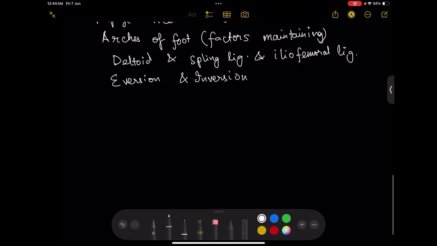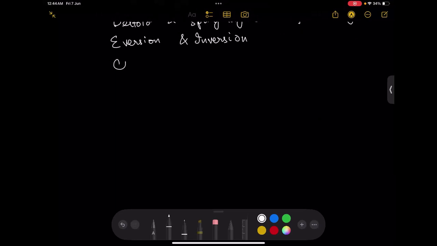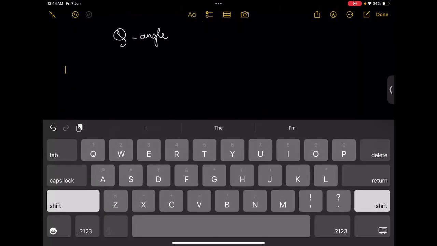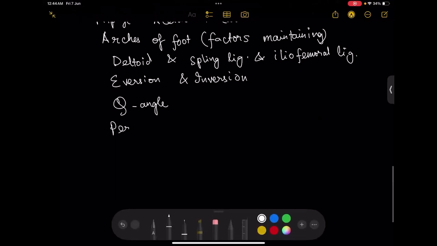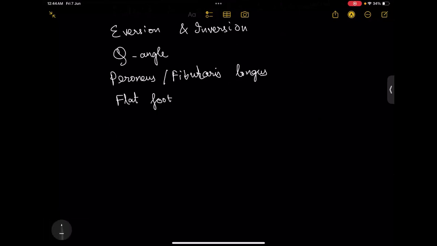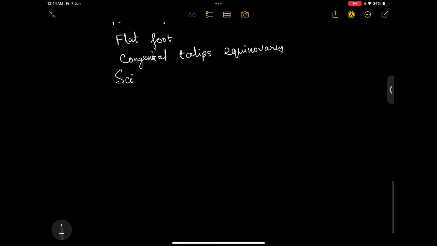As you can see, I've noted eversion and inversion over here. In the same way, when it comes to the upper limb, supination and pronation are important. Here we can see that the Q angle is also important and should be kept in mind, and it's a very easy clinical question. As usual, there are some nerves which are important.